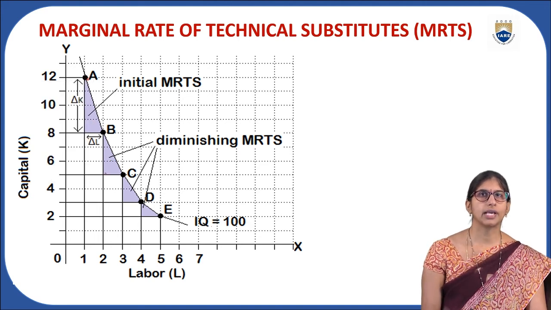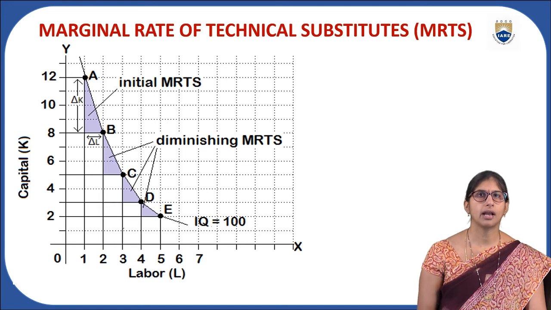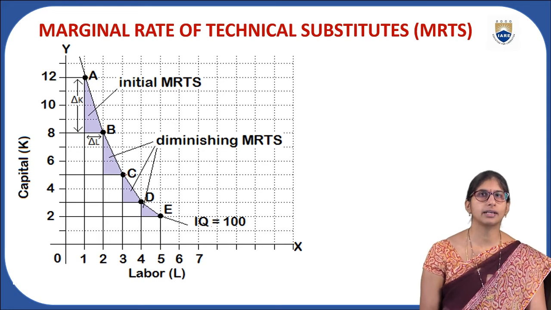At point A, we can see 12 lakhs of capital is required, and we require 1 unit of labor. Coming to point B, we require 8 lakhs of capital and 2 units of labor. And coming to the next point, that is C, we require, let us say, 5 lakhs of capital and 3 units of labor. So here there is a combination of 2 input factors which gives the isoquant curve, right? That is 100 units we are going to produce with these combinations.